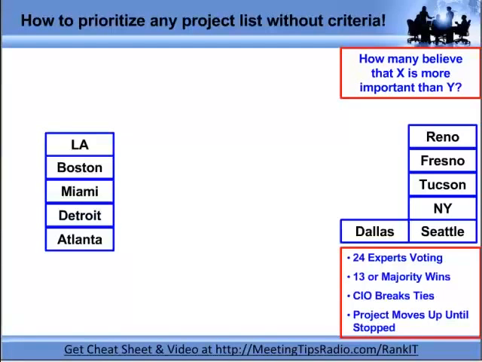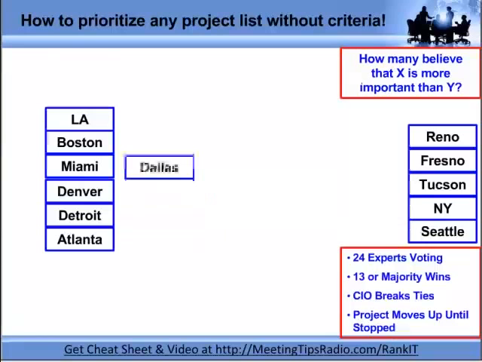And a reminder, we are not talking about dependencies here. We're just talking about your initial gut perception. We'll deal with the dependencies later. So we grab another. We do Denver. 16 people say Denver is more important than Detroit. We move it up. They say Miami, or only 7 said Denver is more important than Miami. 13 said Miami's more important, so we slide Denver in under Miami.